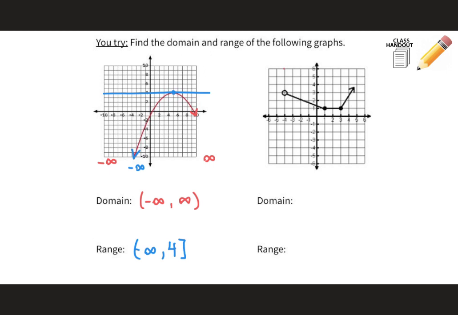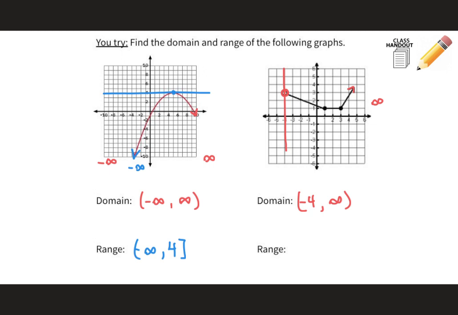Starting with domain, the furthest left my graph goes is here, which is -4. But as we can see, we have a hole, which means we're not going to include the -4. For how far right my graph goes, if I go to the right, I see an arrowhead. And that arrowhead is pointing upward towards the right, which means it's going to keep going forever this way, so I'm going to go on to infinity. So my domain is from -4 to infinity.